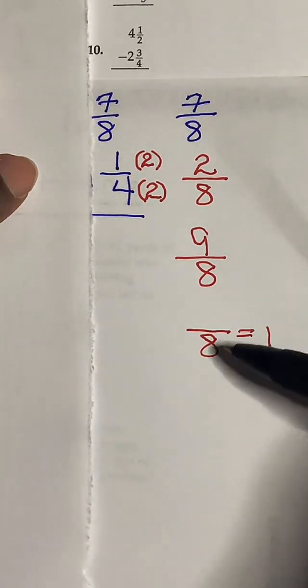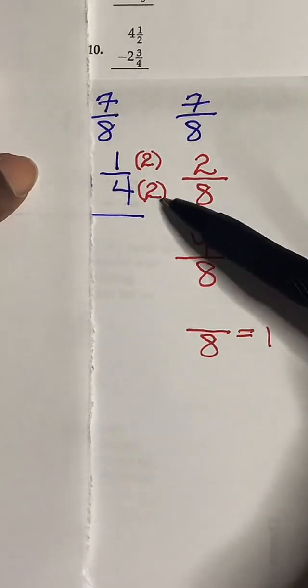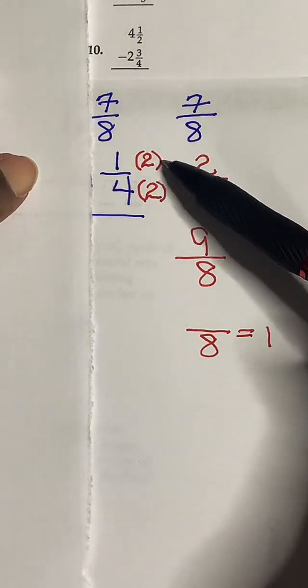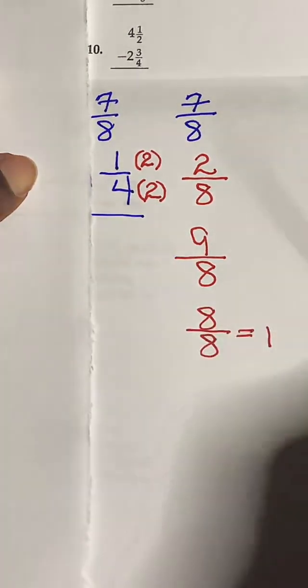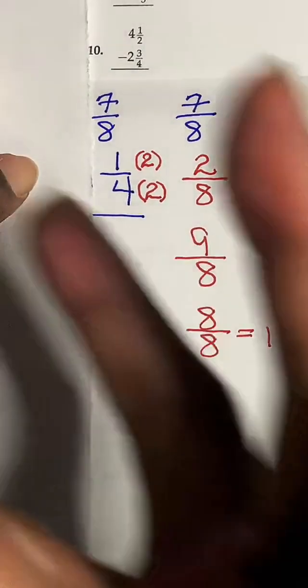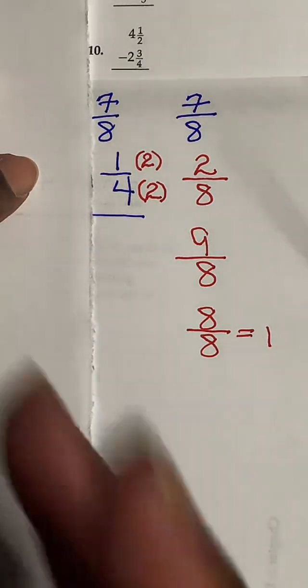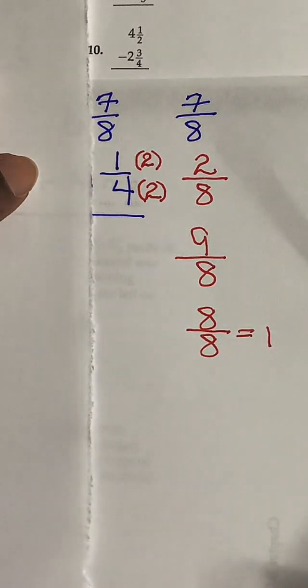Okay? What divided by 8 will equal 1? Whatever goes on the top goes on the bottom. Whatever you messed around with the bottom, you have to use the same number for the top. Good. So we got 8 over 8, okay? So if I pull out this whole number, what am I left with?